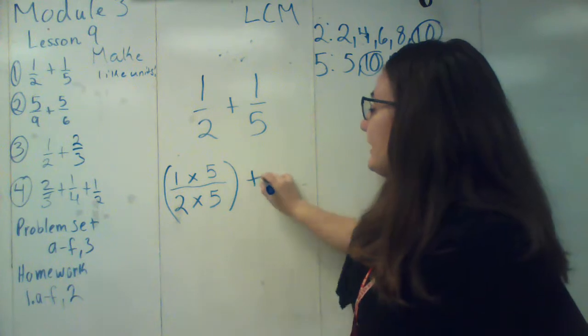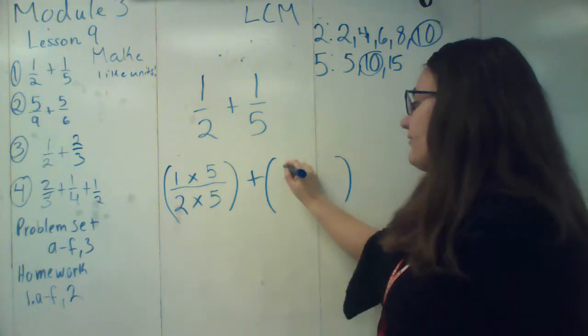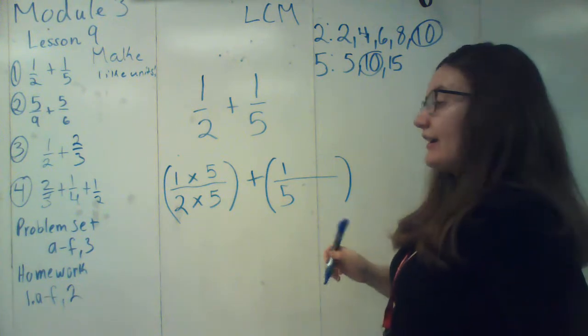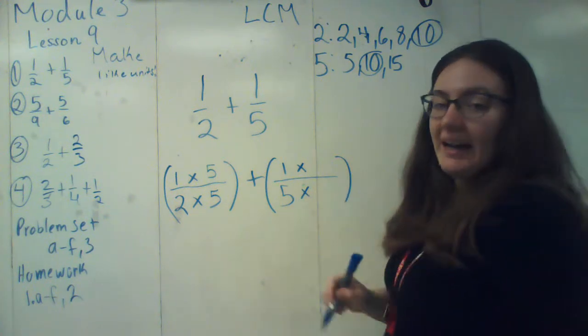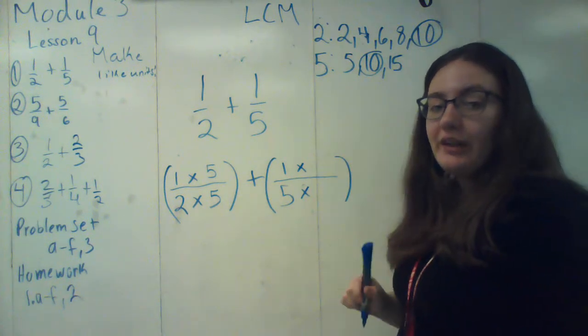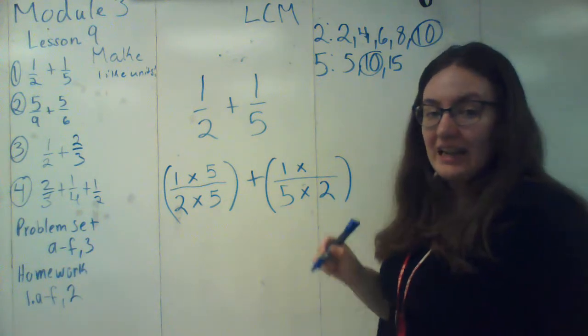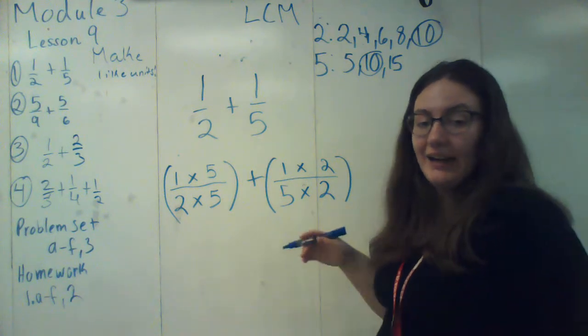Then I'm going to write an addition sign, and now I have to do the same thing with the fifth. So I write kind of a longer looking fraction like that. So I have 1/5. And I have to think about, what am I going to multiply 5 by to get to that least common multiple of 10? Well, I know that 5 times 2 is 10. And whatever I do to the bottom, I have to do to the top. And now I need to solve.